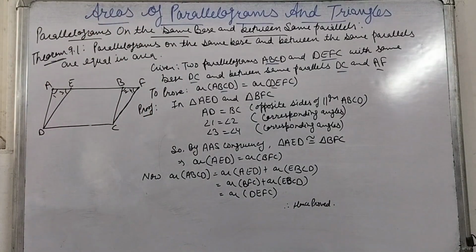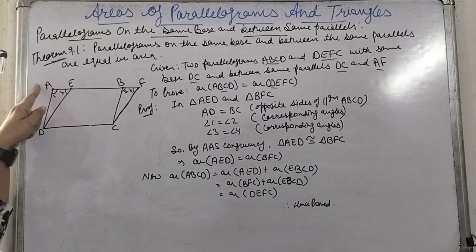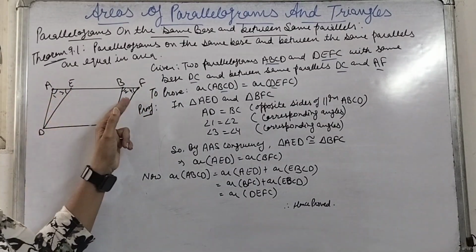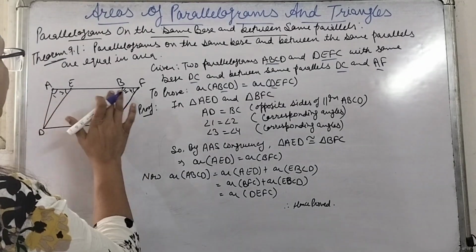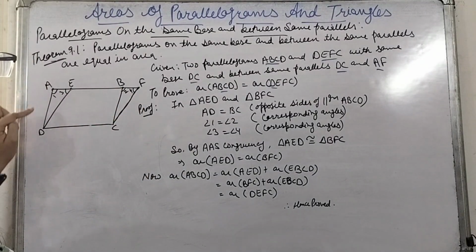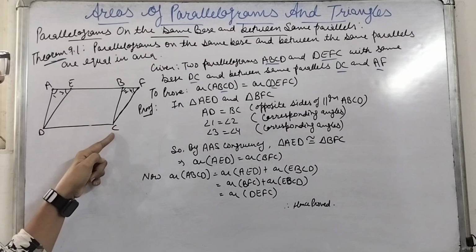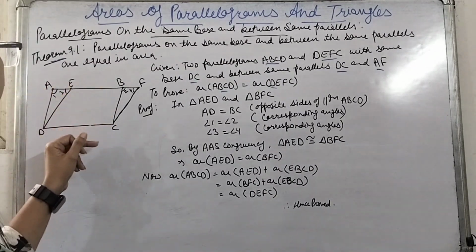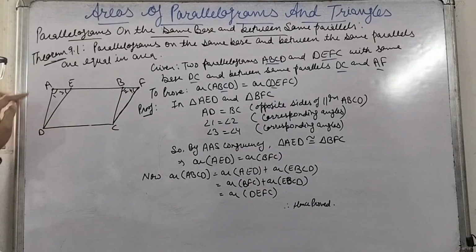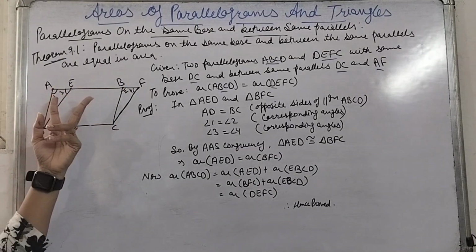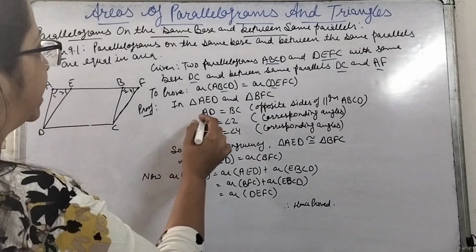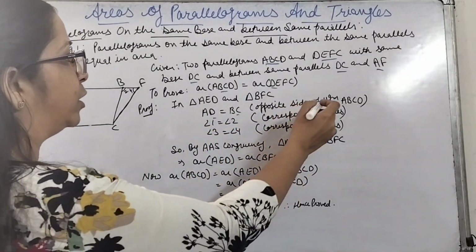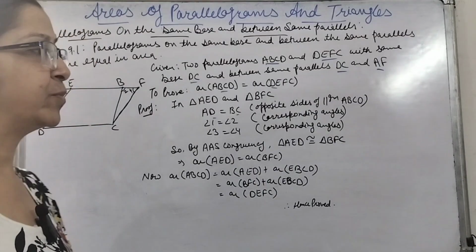Now over here what we will be doing is we will be considering the triangles AED and triangle BFC. These two triangles we will be considering. In these two triangles we can see that AD will be equivalent to your BC because they are opposite sides of the parallelogram ABCD. That's the reason AD will be equivalent to BC. We know that in a parallelogram opposite sides are equal.